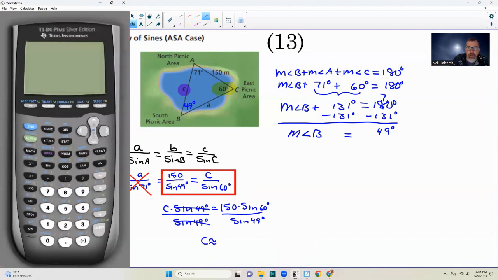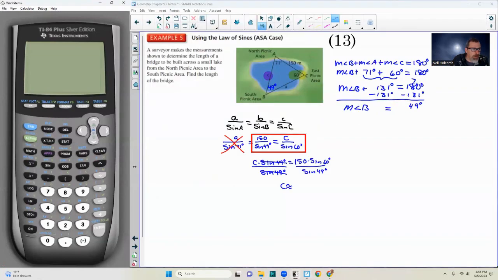So open the calculator up, and I'm going to do, oh, it shut off, so I'll turn it on. Always check to make sure it's still in degrees, clear, and here we go. 150 times the sine of 60 is the numerator, divided by parentheses, sine 49. Close parentheses twice, enter, 172.1. It didn't say what to round to, but we've been rounding to tenths. So I'll just put 172.1 meters. And how do I know it's meters?